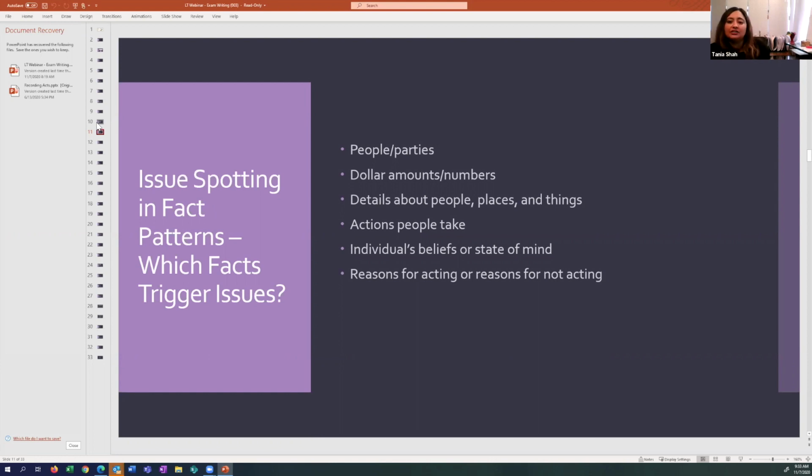Peoples and parties are always going to be really important, right? Because it's also always someone suing someone, or the state prosecuting someone. So the peoples and the parties are a big deal.